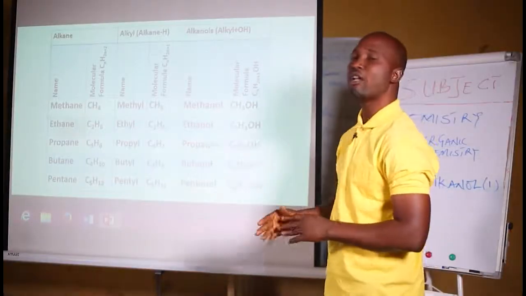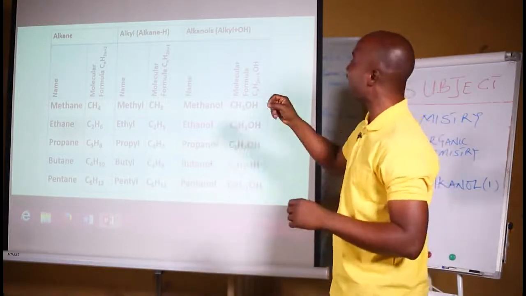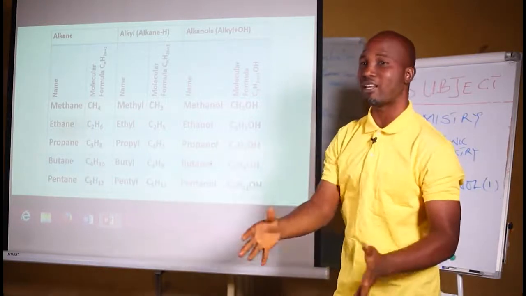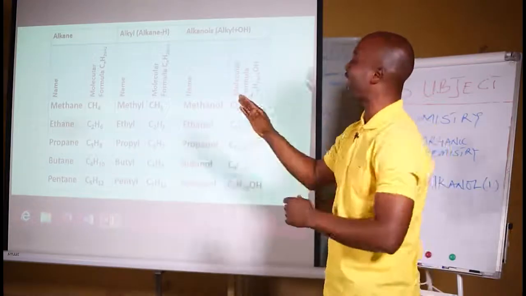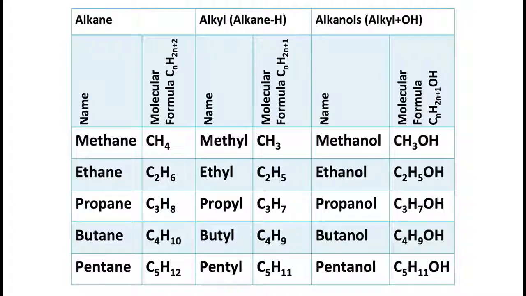What is the molecular formula of alkyl? It is CnH2n+1, meaning that when you remove one H from an alkane, you will get an alkyl group. Then you have corresponding methanol, ethanol, propanol, butanol, pentanol, hexanol, heptanol, octanol, nonanol, and decanol from 1 to 10. These are the first 10 members of the alkanol family.